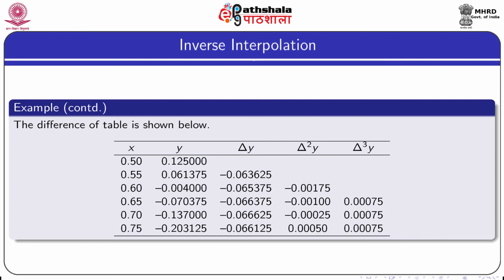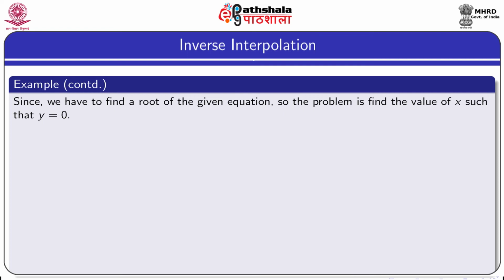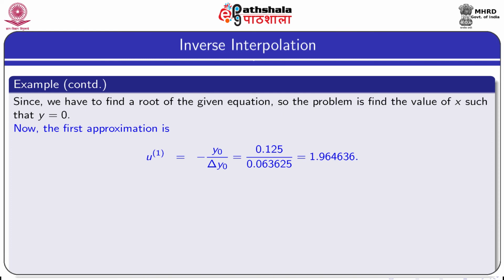So, for this table of values we construct a forward difference table, or we can say this is a backward difference table. The first column of this table contains the values of x, the second column contains the values of y, and the third, fourth and fifth columns contain the values of the first difference, second difference and third difference. Since our problem is to find the root of the given equation, for this problem the value of y is 0 and we have to calculate the value of x. The first approximate value of u, that means u1, is equal to minus y0 by delta y0.